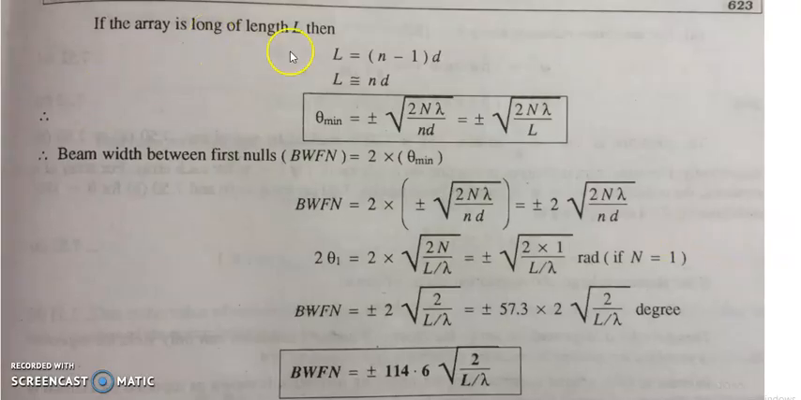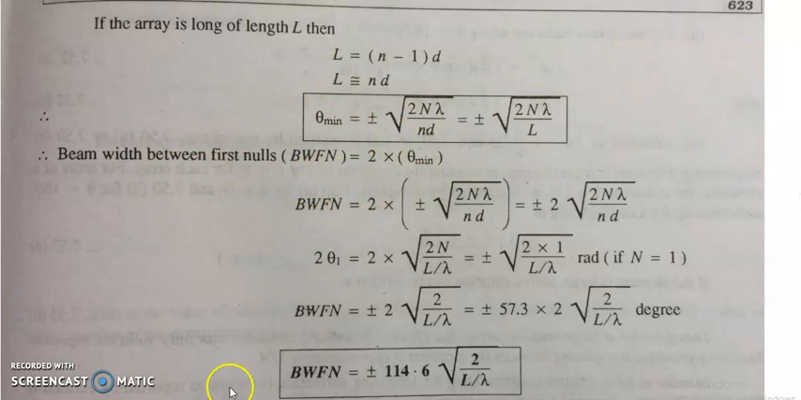Now if the array is of length L, then L is equal to n minus 1 into d, so L is almost equal to nd. Theta minimum is given as plus or minus root of 2 n lambda divided by nd, that is equal to plus or minus root of 2 lambda by L, because L is almost equal to nd and you place that L here. Beamwidth between the first two nulls is 2 into theta minimum. That is what you understand from that figure.